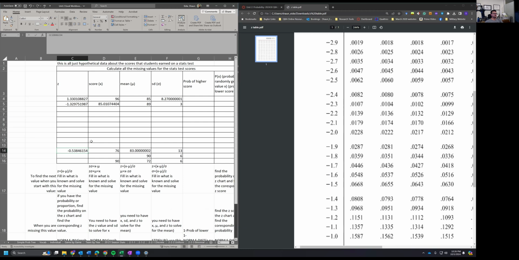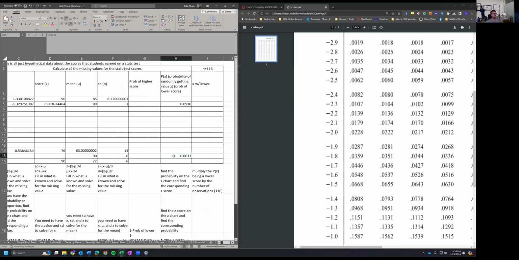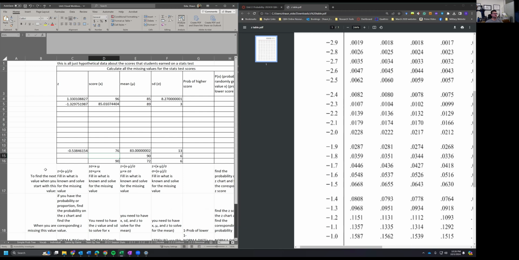The other thing that we have, right here, you notice that it's missing two of the values. Well, you need at least three values in order to solve for a missing value. But you do have this value right here. What is the probability of randomly getting below whatever score you got on the exam? There's 116 people who took the exam. The probability of somebody getting a score lower than you is 0.0013 or 0.13%, which unfortunately means that you probably didn't do too well.